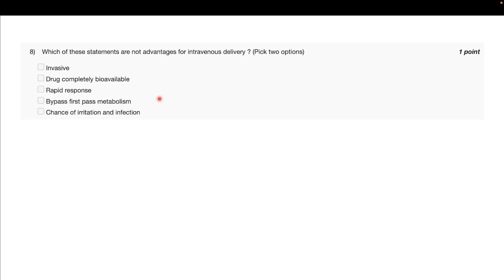Okay. The next question is, which of these statements are not advantageous for intravenous delivery? We have to again pick two correct options. So in a way, we have to list down the disadvantages of the IV route. Anybody want to give it a try?